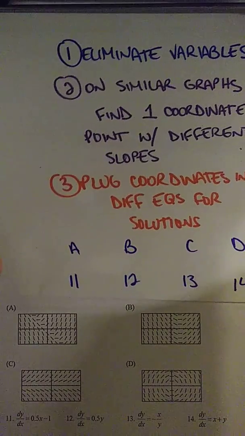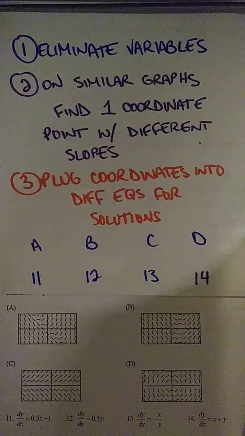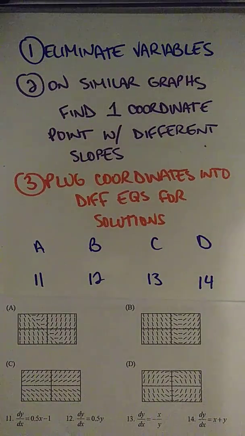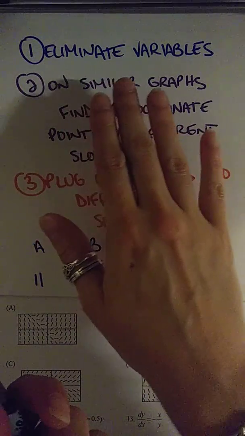Okay, to show you how fast and easy working with these slope fields can be, I wanted to just go ahead and do the slope field problems for the review for them as I would solve them. So I wrote down the steps up here. So the first step is to eliminate variables.